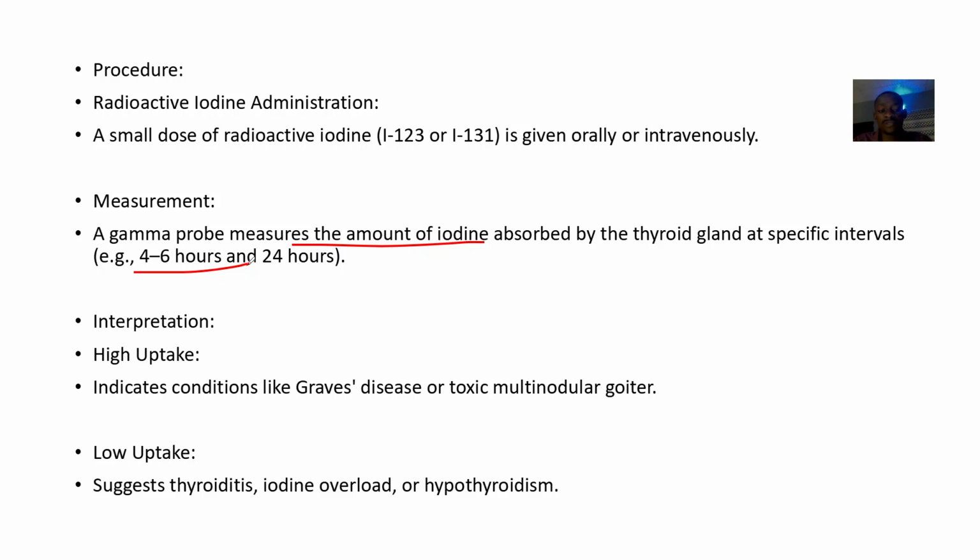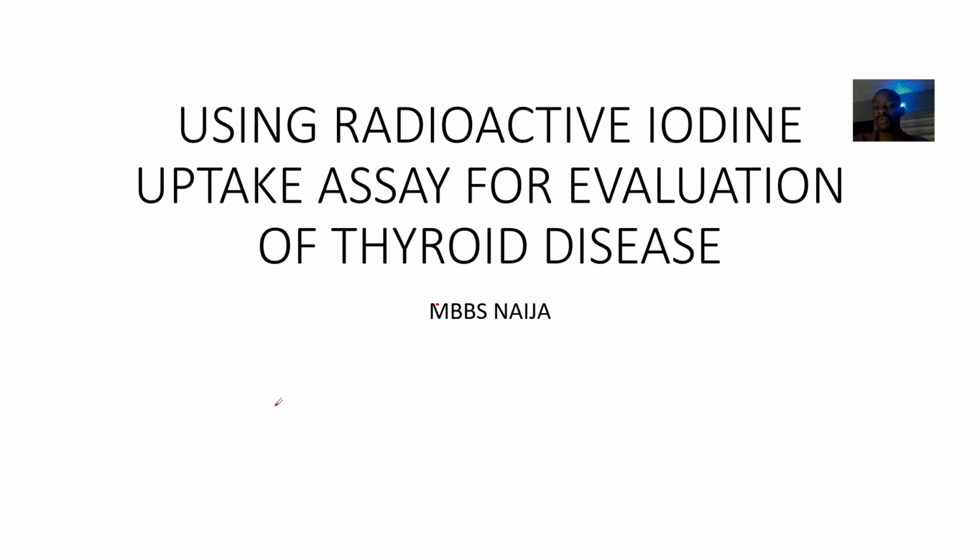So interpretation, high uptake, if you are seeing a high uptake, it shows that maybe there's Graves' disease or there's toxic multinodular goiter. There's low uptake, indicates things like thyroiditis or iodine overload or hypothyroidism, right? So this is just how you can be able to use this radioactive iodine uptake assay to confirm, right? To confirm the thyroid disease. Okay.